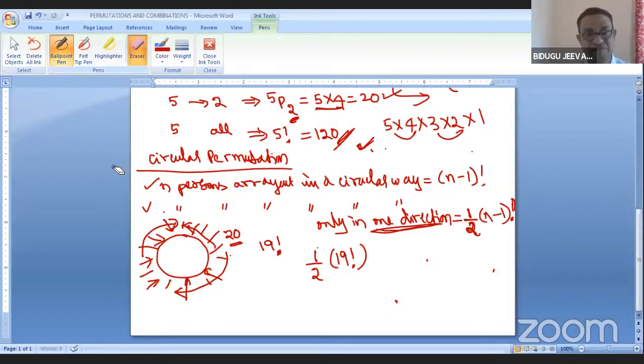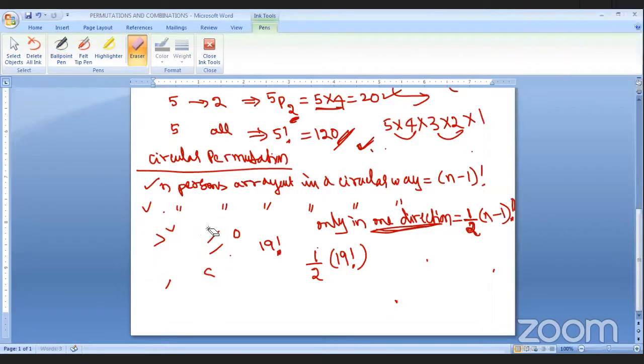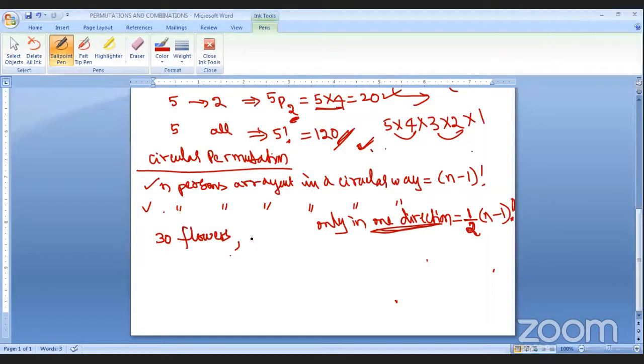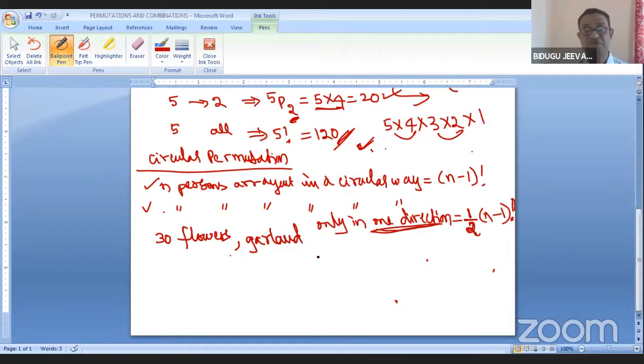In many of the books, you'll find only one example which is very frequently asked in the exam. For example, there are 30 flowers. How many ways can we arrange 30 flowers in a garland? This is the question that appeared in the exam. So what will be your answer?